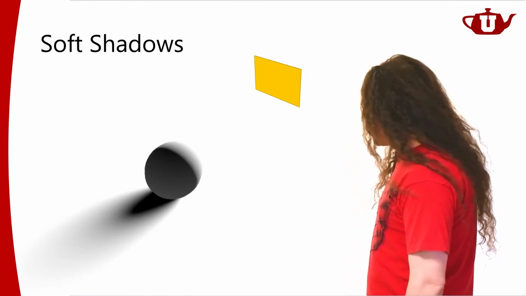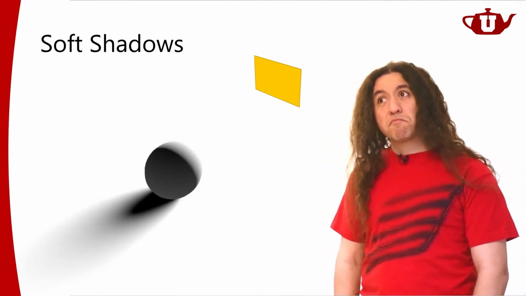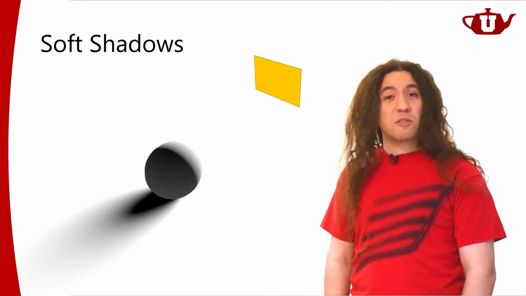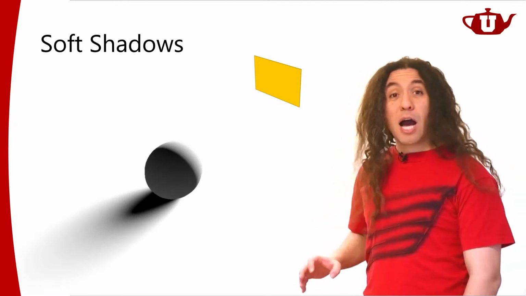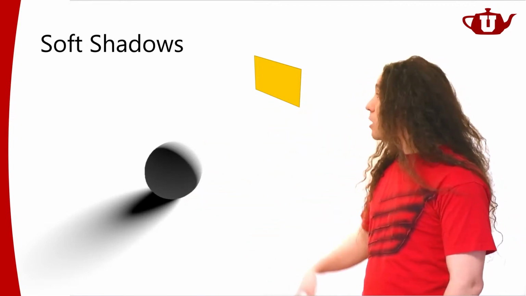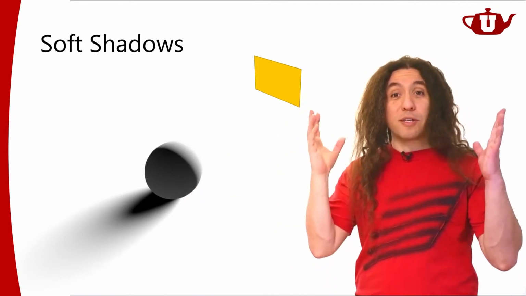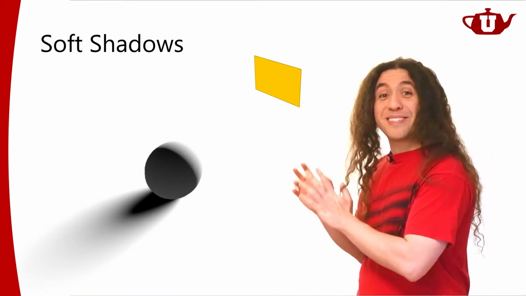So one way people thought about how they could sort of do this with shadow maps was, how about I just pick some random points on this light. Let's say I pick 100 points, okay? And then I generate 100 shadow maps.